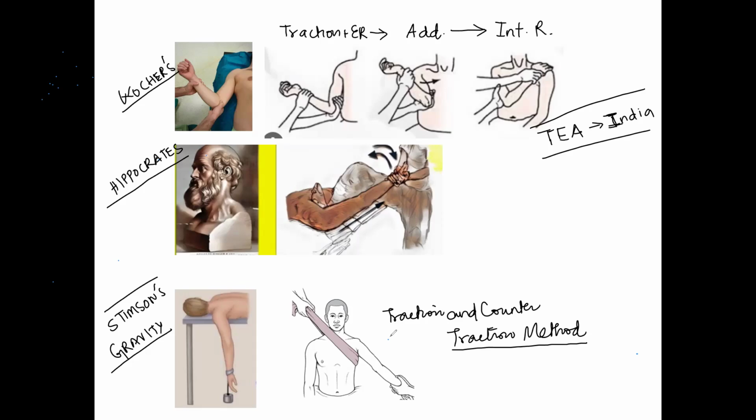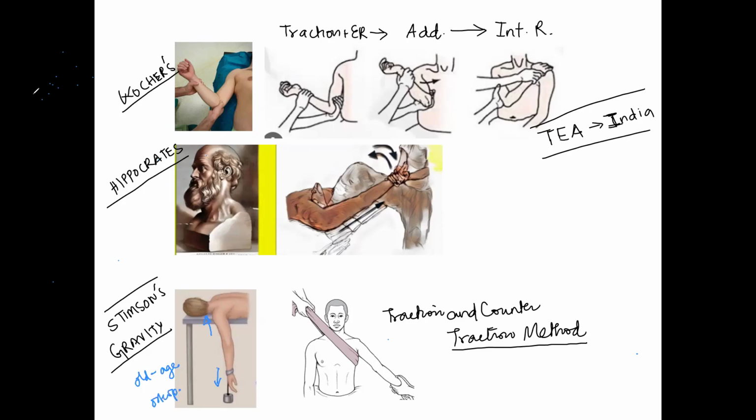The third one is Stimson's gravity method. In a very old, osteoporotic patient, you are afraid of doing any maneuver because in osteoporosis there is a high risk of the patient developing a fracture. Then we use gravity to help reduction. We tie some weight and slowly increase the weight. Due to the action of the weight and the opposite action of the body, the shoulder will fall into place by itself. In old age with osteoporotic bone, we use this.